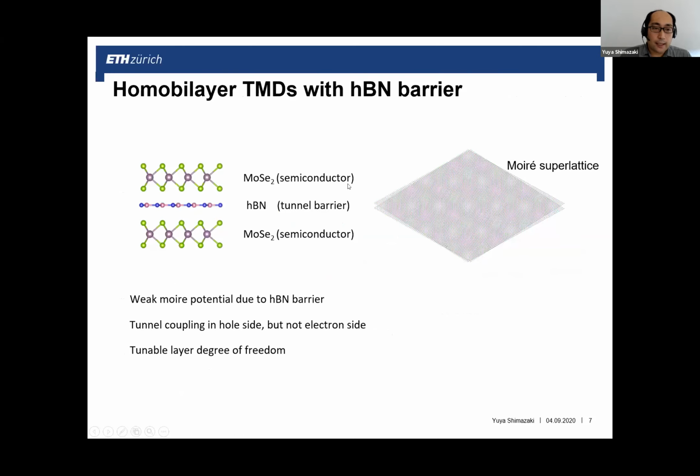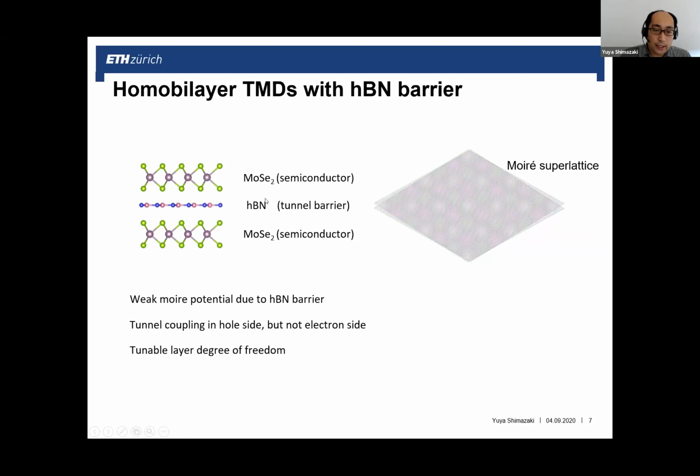So the system we studied is composed of molybdenum diselenide, which is a semiconductor, and two layers of them separated by a monolayer boron nitride tunnel barrier. Due to the existence of this monolayer boron nitride, the Moire potential we think is rather weak compared to directly contacting TMD bilayers. And there has also been discussion of the lattice reconstruction of this Moire system when we contact the layers together directly. Having this monolayer BN barrier, we think, helps to avoid this lattice reconstruction effect also.